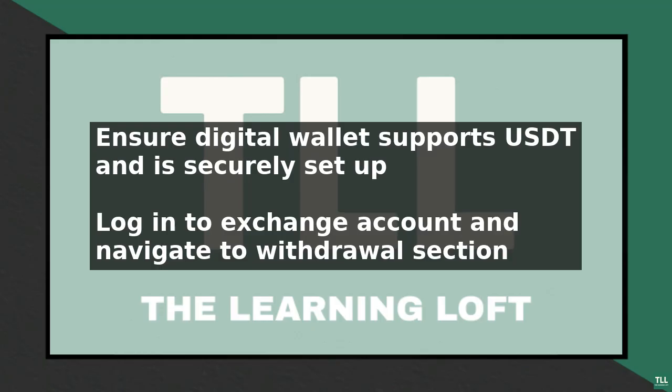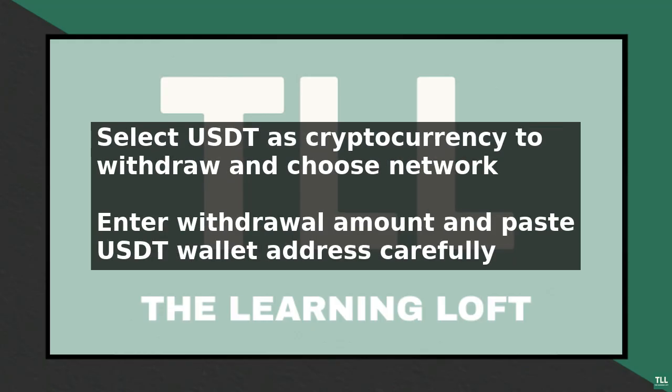Next, log into your exchange account and navigate to the Withdrawal section, usually found under the Assets or Wallet tab. Select USDT as the cryptocurrency you want to withdraw and choose the network you want to use, such as Ethereum or TRC20, depending on the exchange and your wallet's compatibility.